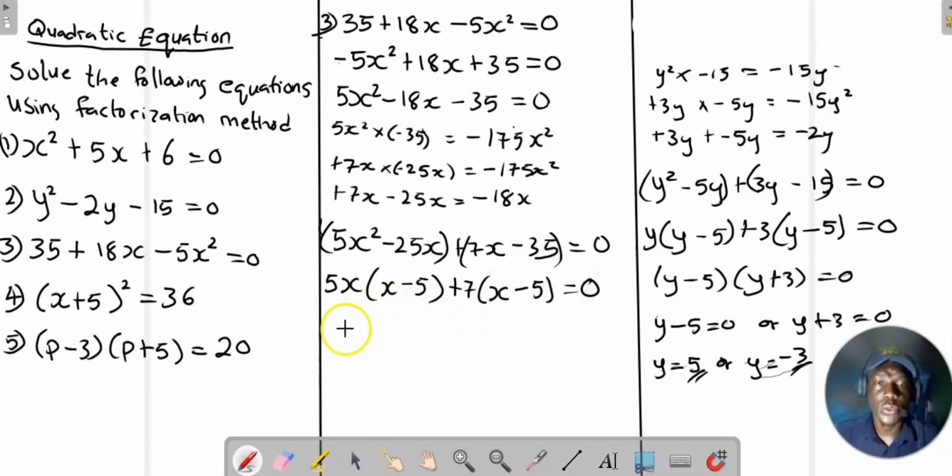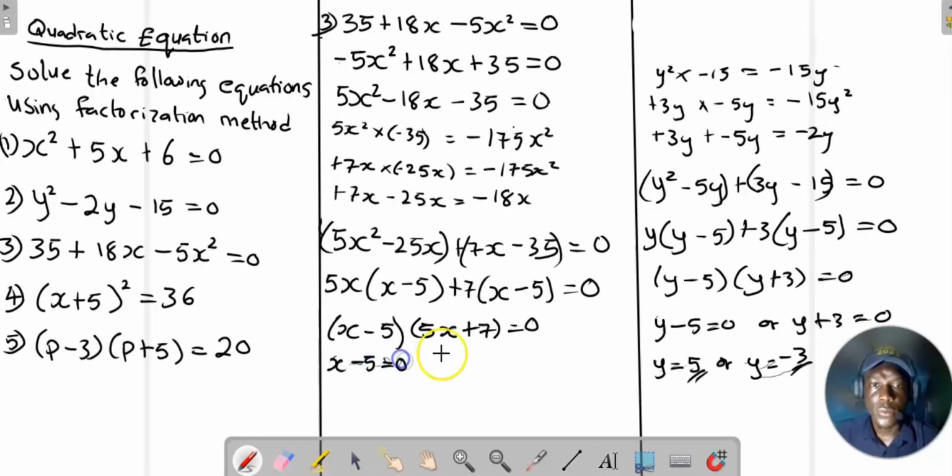So we pick out one of them and bring them out. You have x minus 5, then 5x and 7, you have 5x plus 7. All of them is equal to 0. Now let's equate them. x minus 5 is equal to 0, or 5x plus 7 is equal to 0.